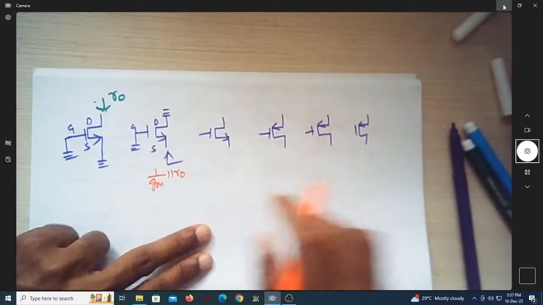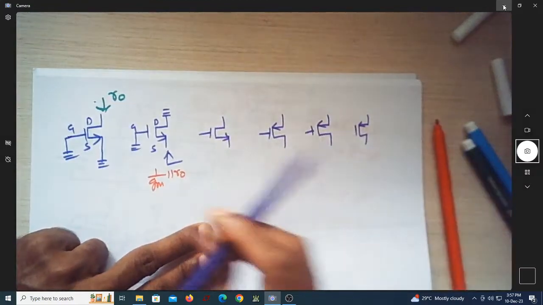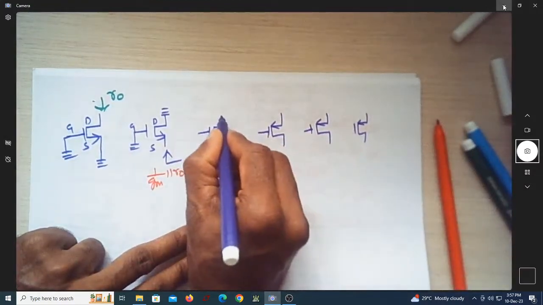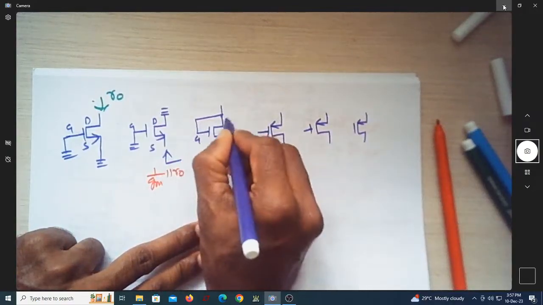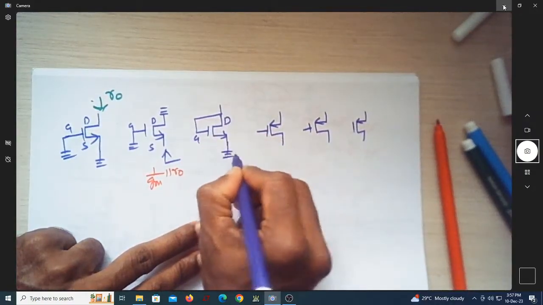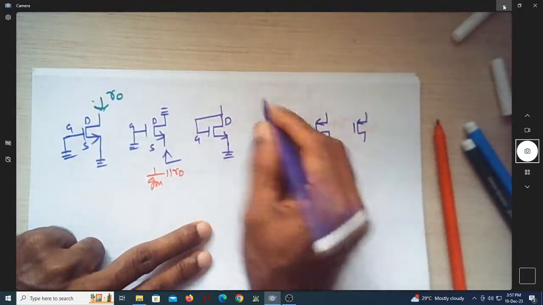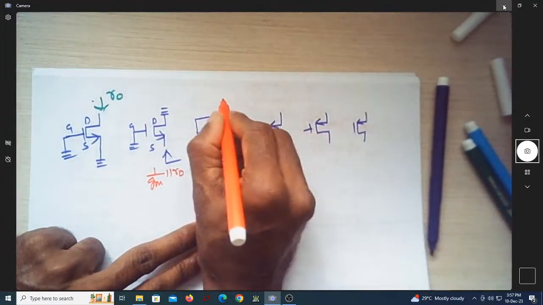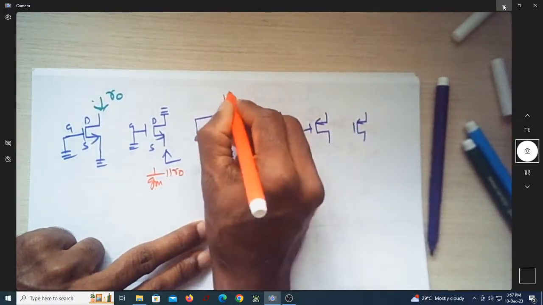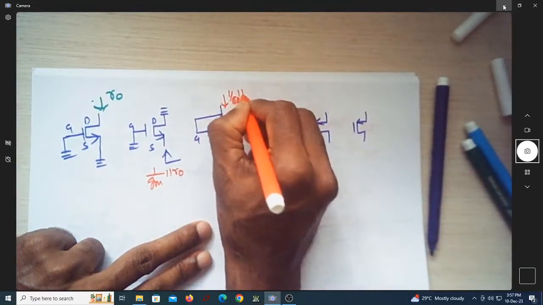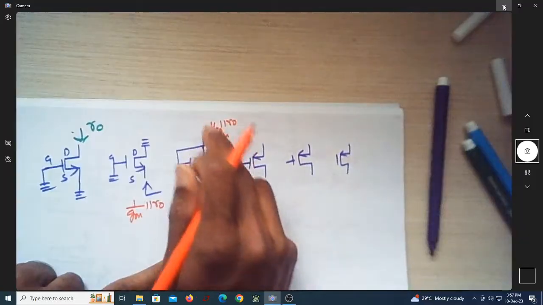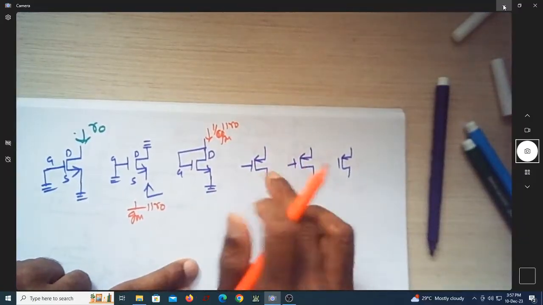Come to the third category. You had it like this: gate and drain are shorted. If this source is AC grounded, the resistance looking into the same drain is 1 over gm parallel to r0.